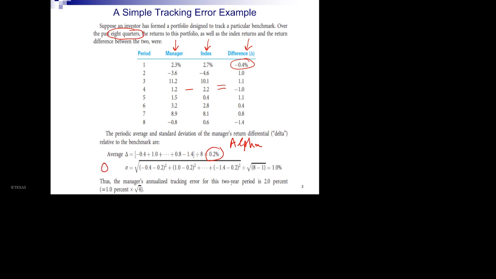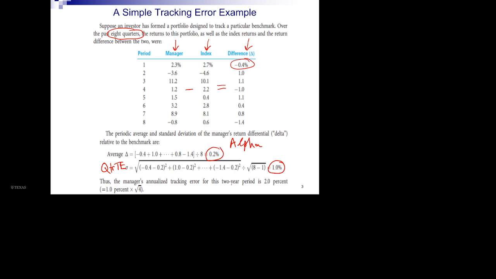So then what the quarterly tracking error represents is just the standard deviation of that return differential of the manager compared to her index, which you can see without going through the calculations shown there. And it turns out to be 1%, but remember that's a quarterly number.